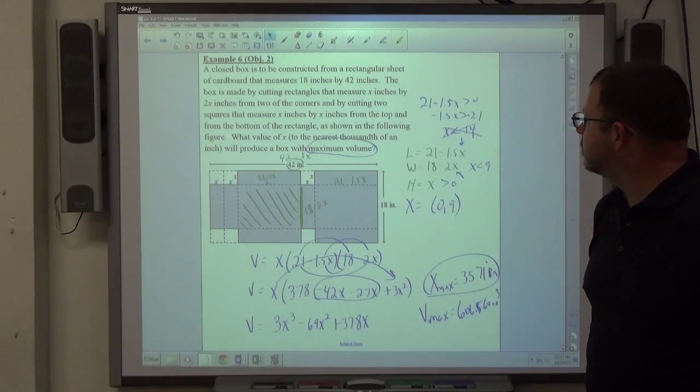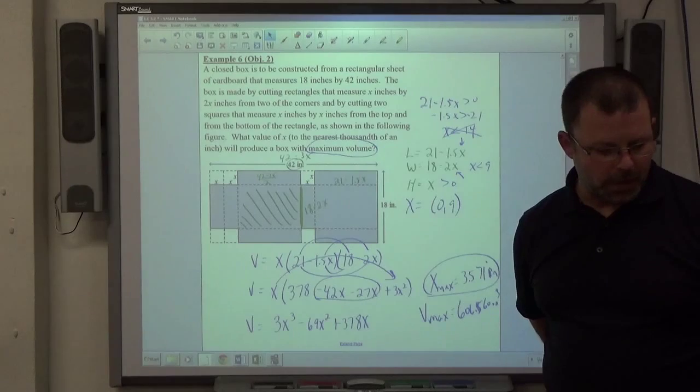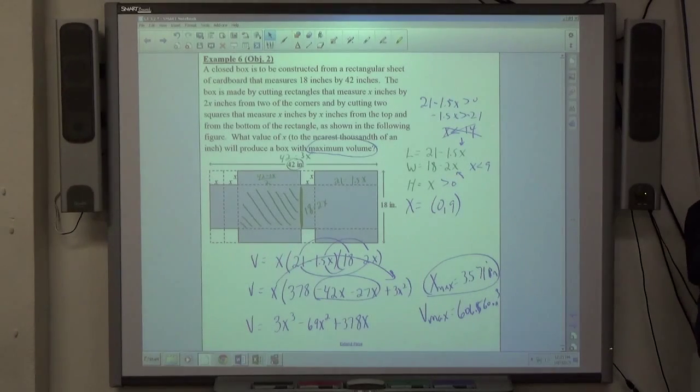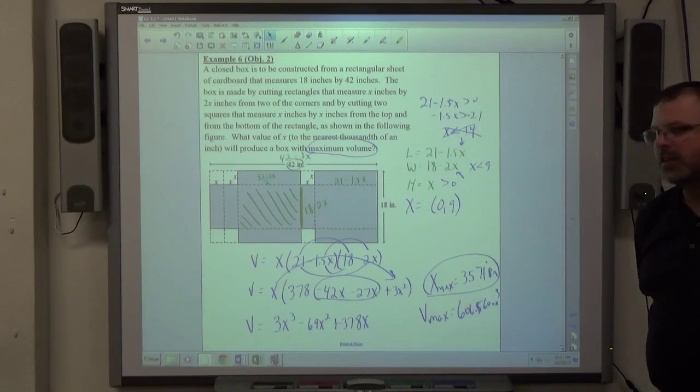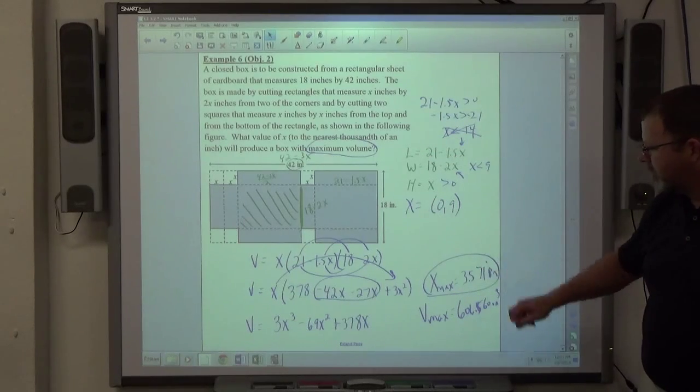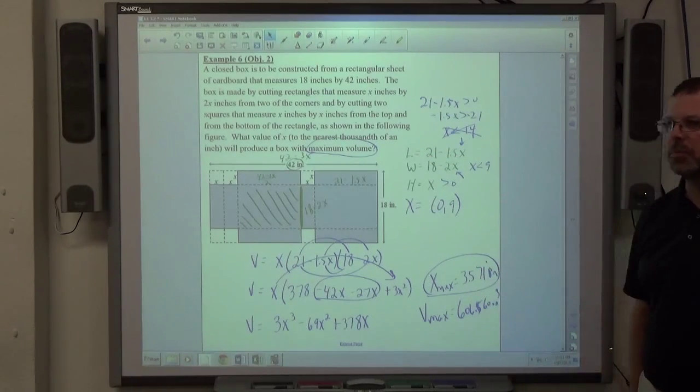Use the proper units, and again, round properly. On the last test, I had a few things where I specifically said round to a certain number of decimal places. I did deduct points if you didn't, so make sure that you're looking for that type of stuff. This one here, though, nearest thousandth, 3 decimal places, 3.571 inches produces the maximum volume box.